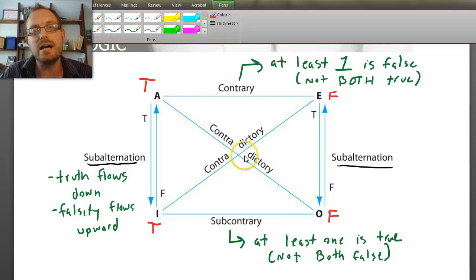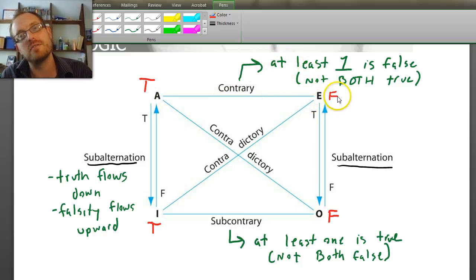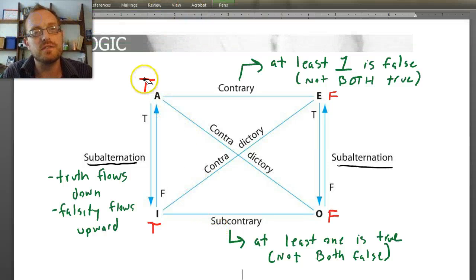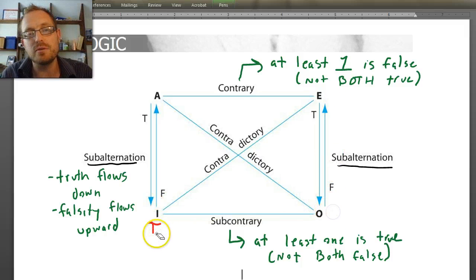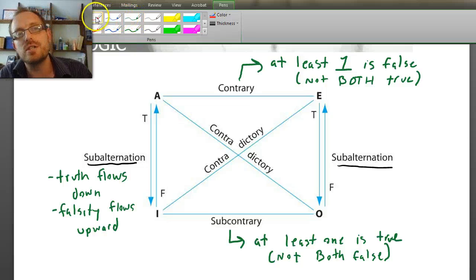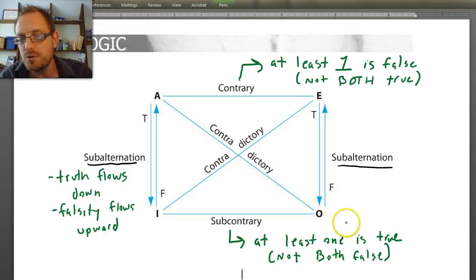But you can see here, I started with the contrary and then used the subaltern. I could have rather just started with the contrary, because if I said this is true, at least one of them is false, then that means that this one would have to be false. Let me give you another example. Let's re-input the values and compute the truth values. And that's really what the square of opposition is. It's a way to compute truth values.